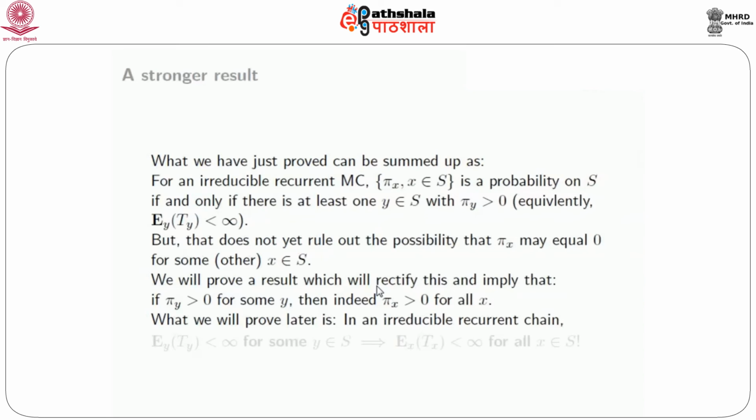Later what we are going to prove is that in any irreducible recurrent chain, if the expected return time to y starting from y is known to be finite for some y, this property actually holds for all states. So it cannot be that an isolated property holds for one state but not for others. Once we have an irreducible recurrent chain, then either this property of expected return time being finite holds for all states or for none.